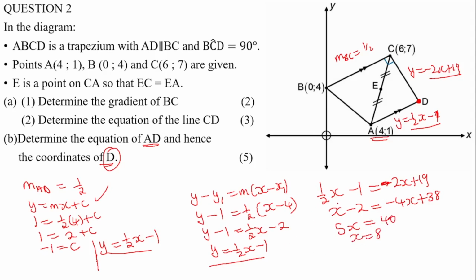We can substitute into this one or this one, whichever you find easier to use, to get y. y is equal to 1 over 2 times 8 minus 1. So 1 over 2 times 8 is 4. 4 minus 1 is 3. So the coordinates of D should be (8, 3). Okay, these are the coordinates of D.